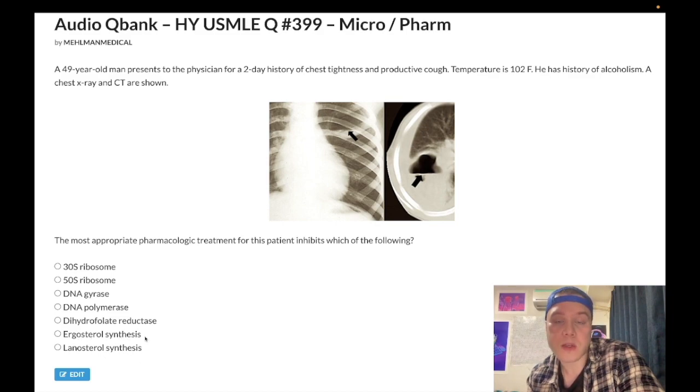Ergosterol synthesis, wrong answer. This refers to azoles such as fluconazole, okay? More fungal treatment here. So we have lanosterol goes to ergosterol via 14-demethylase. Azoles can be described on USMLE as inhibiting P450 demethylation reaction, okay? 14-demethylase, that's ergosterol synthesis. A lot we can talk about, but how about I just stay concise here, all right?